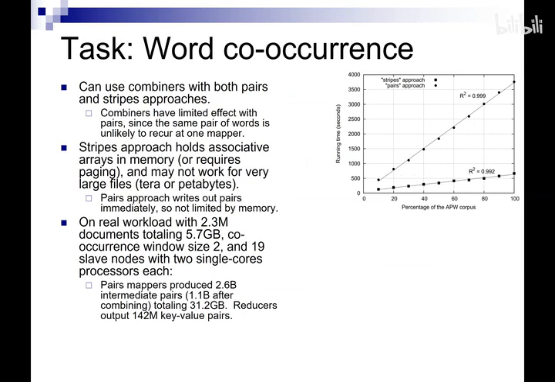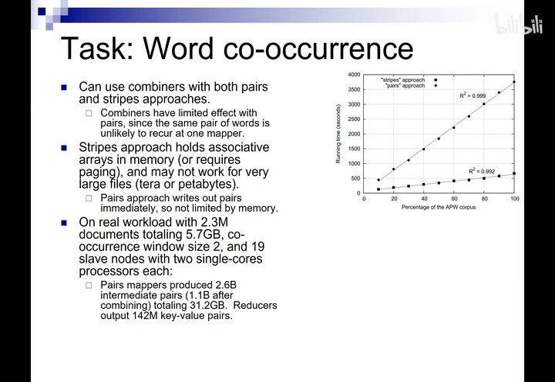Then they actually did some comparisons between these two approaches. They took 2.3 million documents, which have a total of 5.7 gigabytes in size, and they used a co-occurrence sliding window of size 2. So it's just counting whether words were consecutive with each other. And then they used 19 nodes with 2 single core processors each.